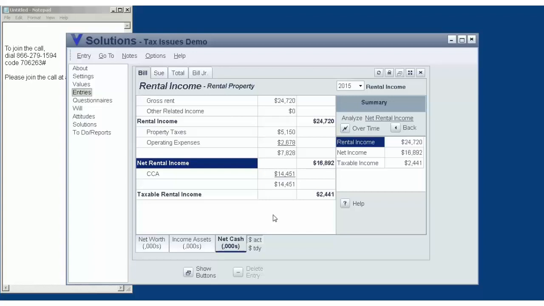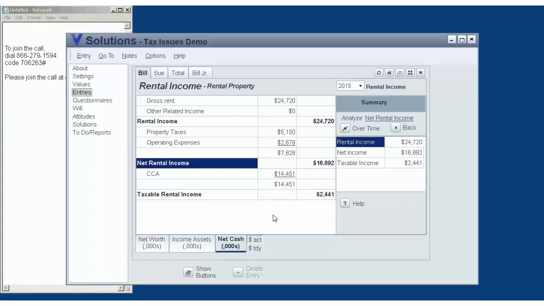And this is critical because all of this capital cost allowance is something that's going to come back and haunt us if we convert or sell the rental property. So we want to make sure that this is accurately being done.